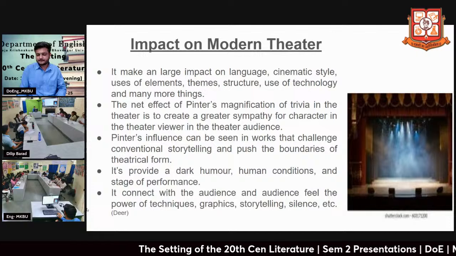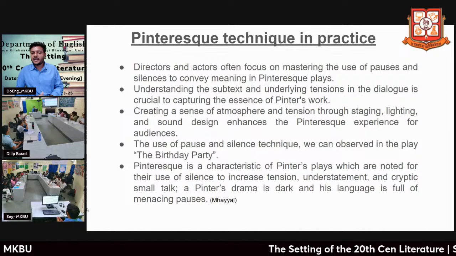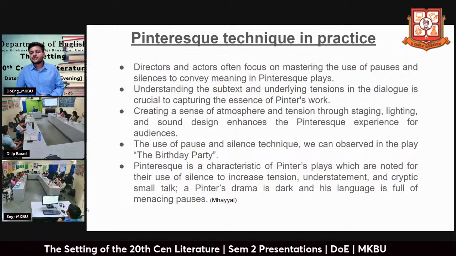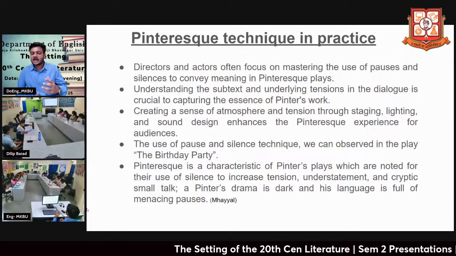Pinteresque technique in practice: directors and actors often focus on mastering the use of pauses and silence to convey meaning in Pinteresque plays, creating a sense of atmosphere and tension through staging, lighting, and sound design. This enhances the Pinter experience for the audience. He used several types of music, sounds, and lighting effects.